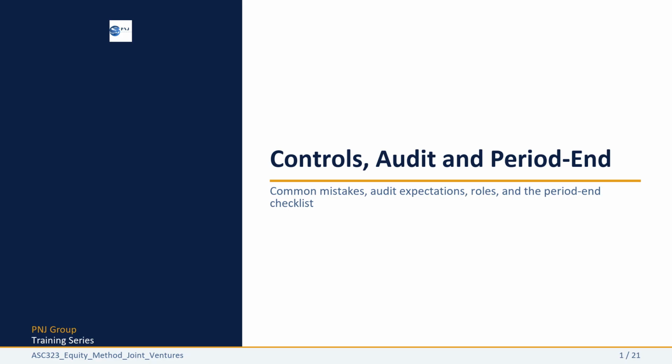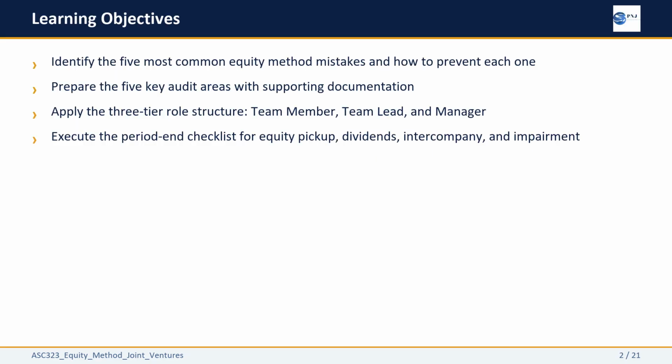Let us get started. By the end of this section, you will be able to identify and prevent the 5 most common equity method errors before they reach the financial statements. You will know exactly what auditors look for and what documentation to prepare. You will understand how responsibility flows across the 3-tier role structure, and you will be able to work through the complete period-end checklist with confidence. These are the operational skills that separate teams that get it right from teams that get findings. Let us start with the mistakes.